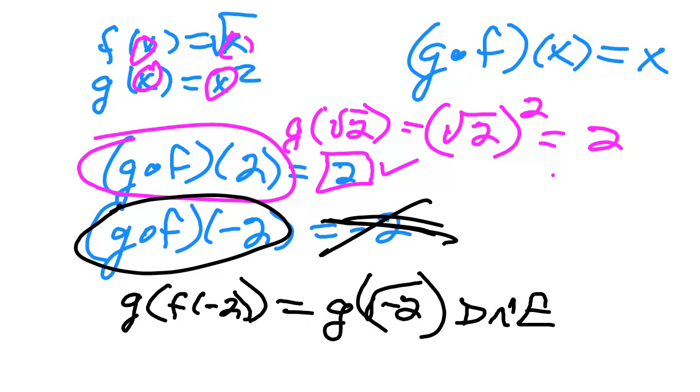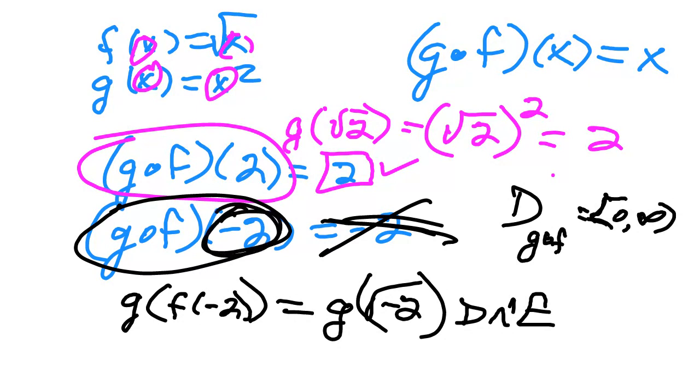So what did we say? The domain, remember we said the domain of g composed with f was including 0 to infinity. So you've got to be a little bit careful, because if I'm plugging in something that's not in the domain, it's probably not going to work out well for us. So that's why I wanted to show that. All good?